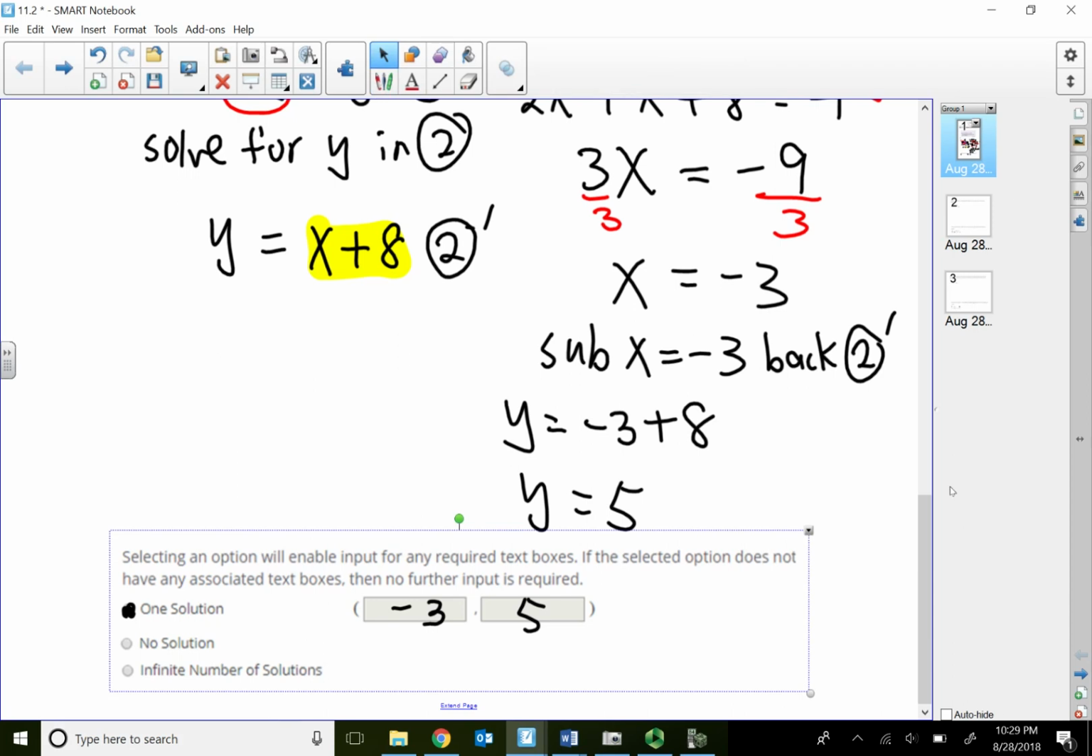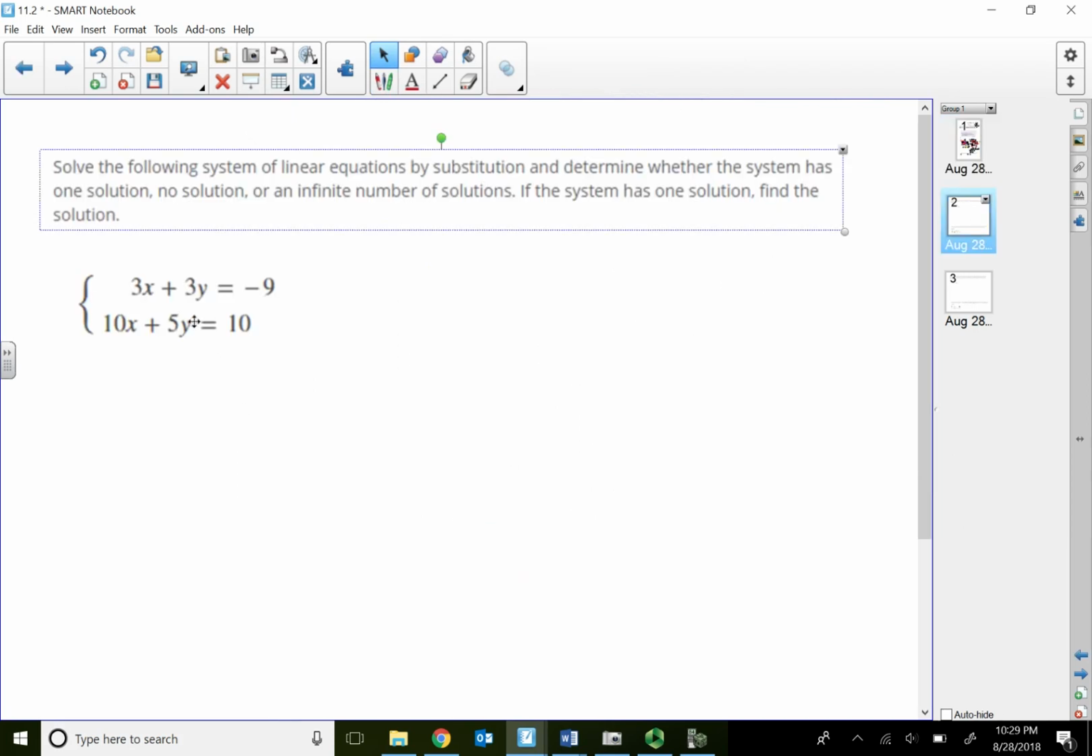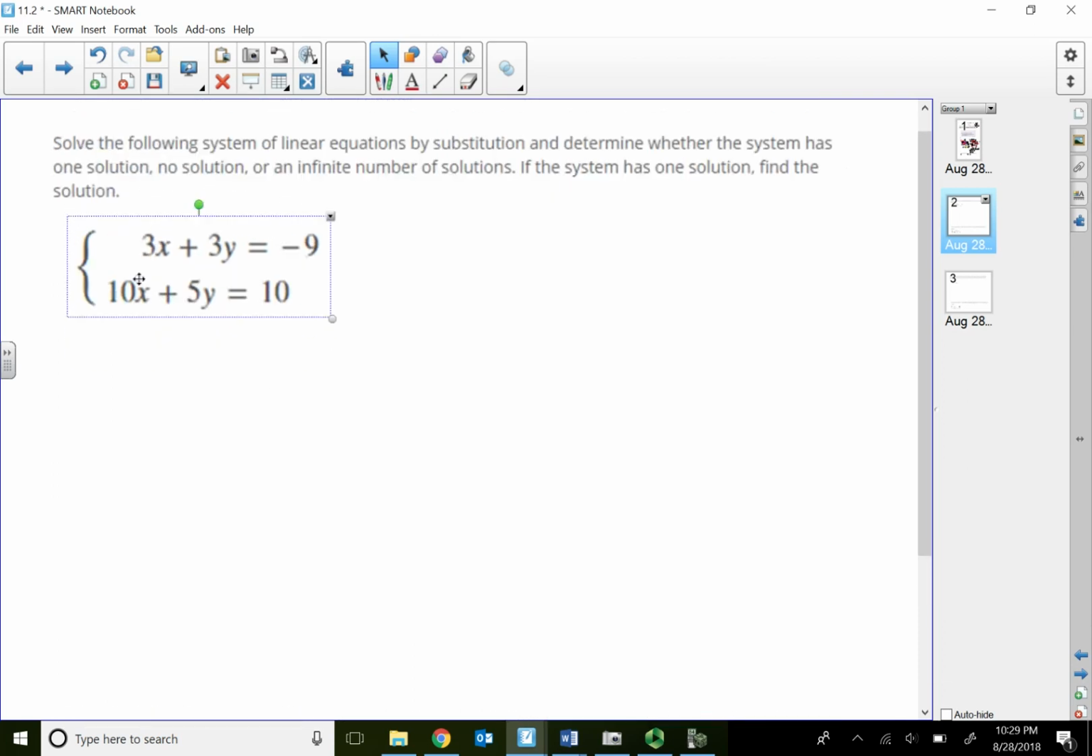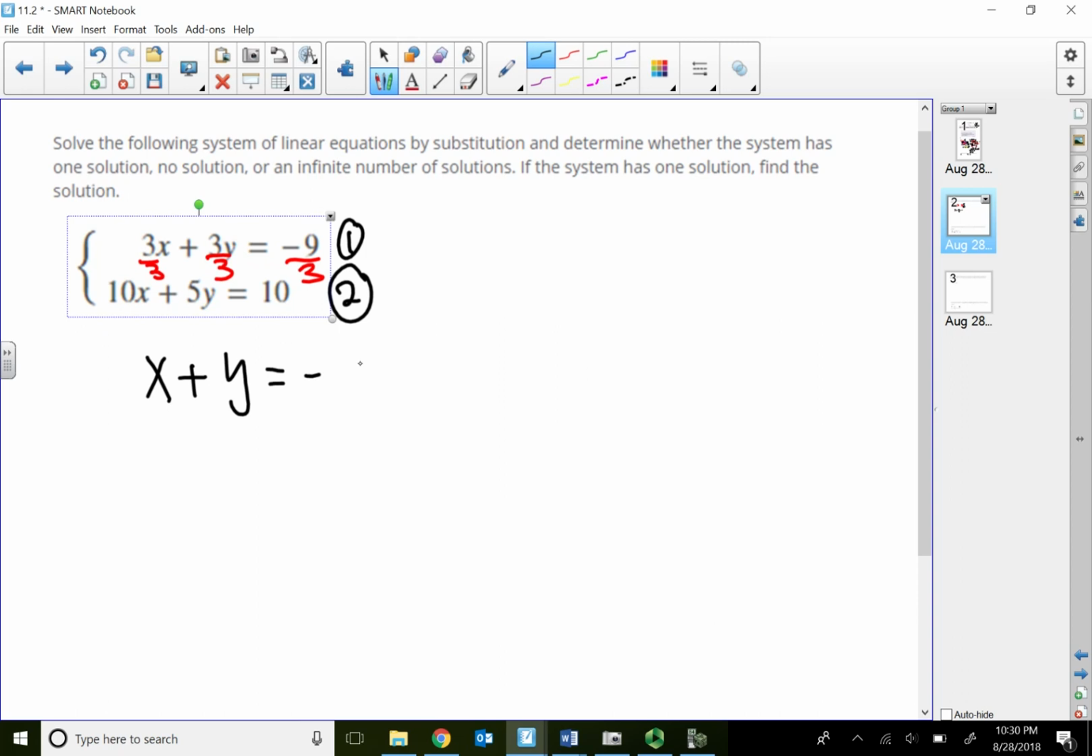All right, how about let's try a couple more. So these problems using the substitution method, you kind of need to take a look at each equation. See if we can kind of reduce them a little bit. So my first line, 3x plus 3y equal to negative 9, all three terms are divisible by 3. So I'm going to do that first. So I'm basically just rewriting my first equation as x plus y equal to negative 3.